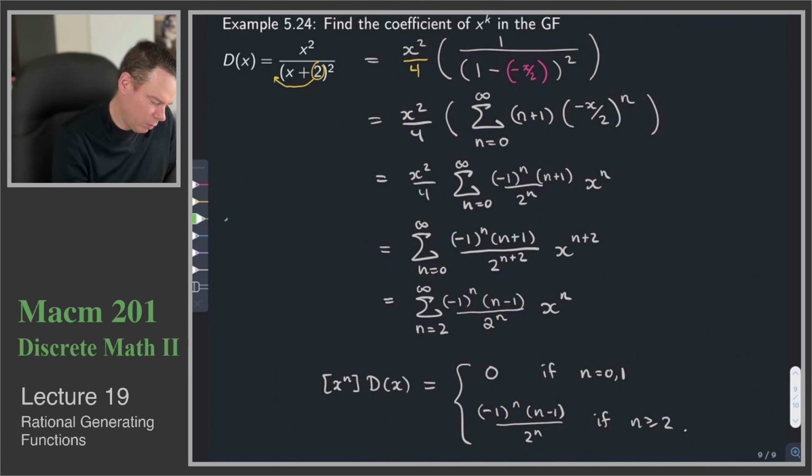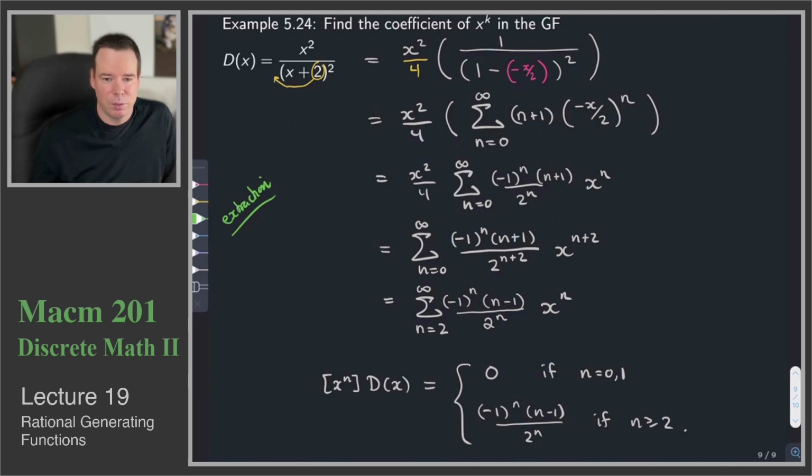So what kind of a problem was this? This is an extraction problem, a coefficient extraction problem. In the next lecture, we're going to do more extraction problems. We're just going to start to generalize these results.